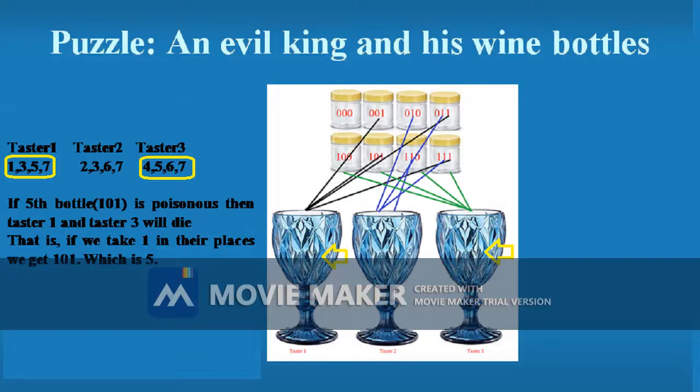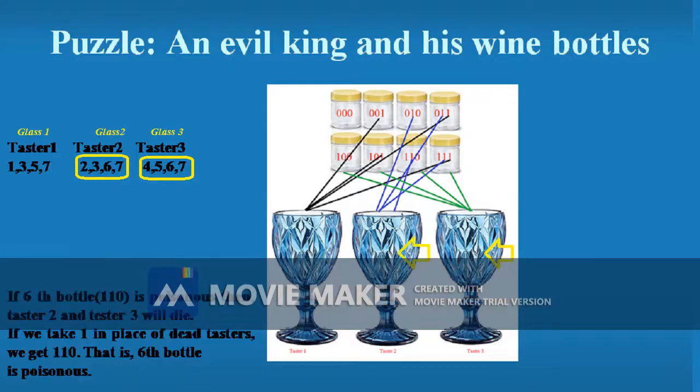That is, if we know that taster 1 and taster 3 are dead, simply we take 1 at place 1 and 1 at place 3, and in between 0, as taster 2 did not die. The number becomes 101, that is nothing but 5. That indicates that bottle number 5 is the one having the poisonous drink.